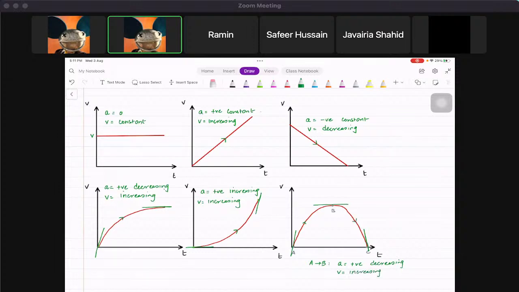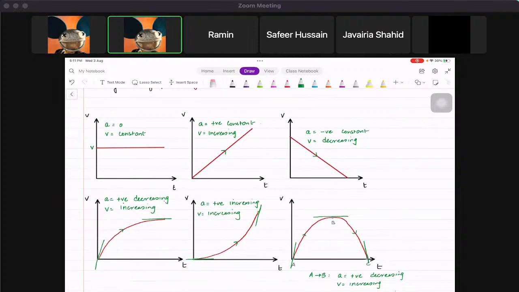In the next section, which is B to C, acceleration is negative and it is increasing because the gradient is increasing, but the velocity is decreasing because the line is going up. So the line will tell you what is happening on the y-axis, and the gradient is going to tell you, basically in velocity time graph, the acceleration. Alright, you may draw this, and if you have any questions, please let me know.